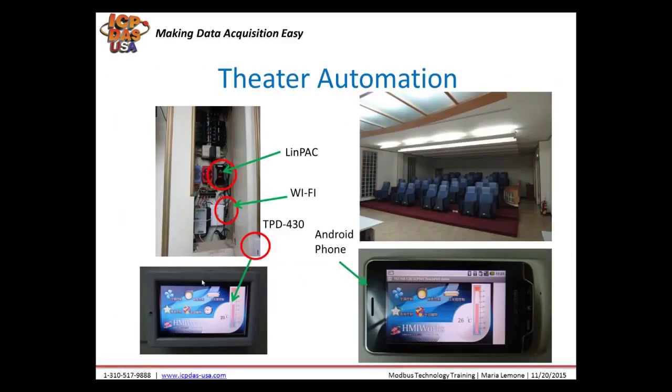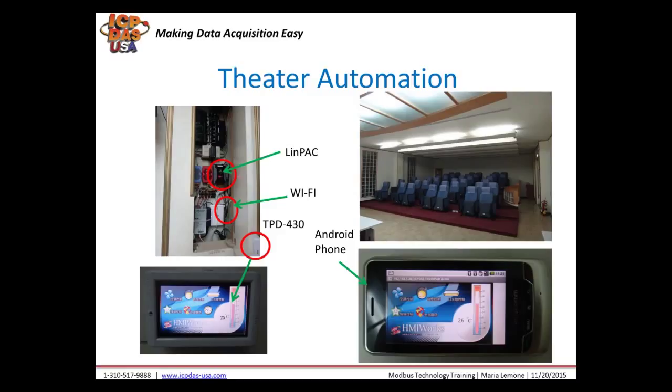You can see here that there's a touchscreen PLC located in a control panel, and you can use it to control theater automation. This is a real example from our office in Taiwan. There's a Linux-based programmable controller in the control panel, and there's also Wi-Fi communication established with the LINPACK, and the LINPACK's holding a web server.